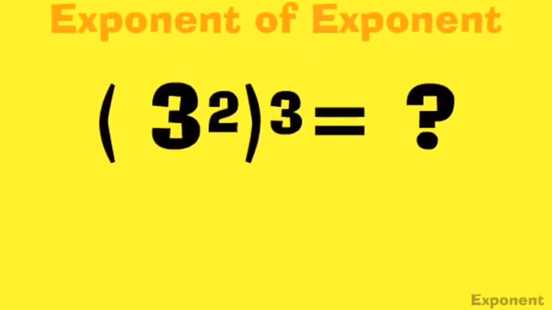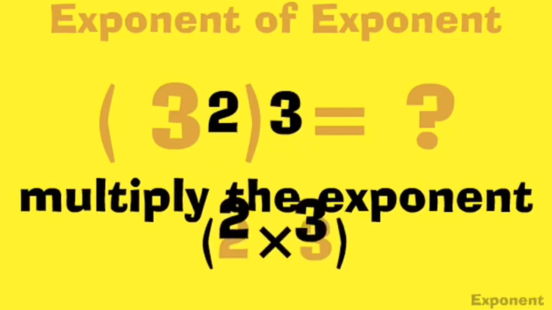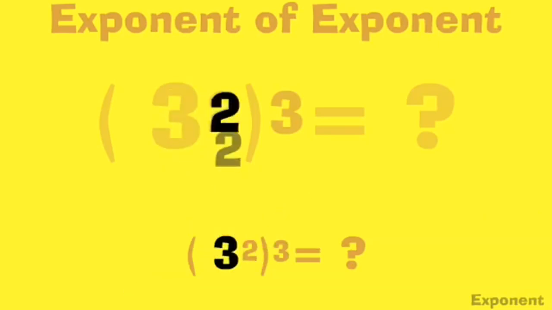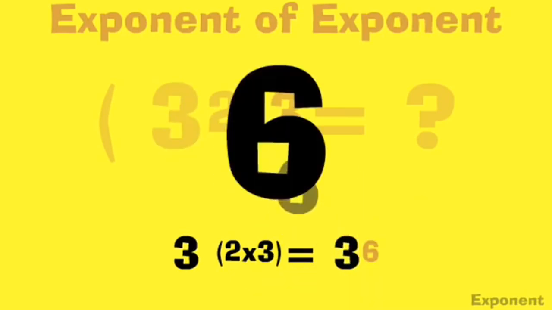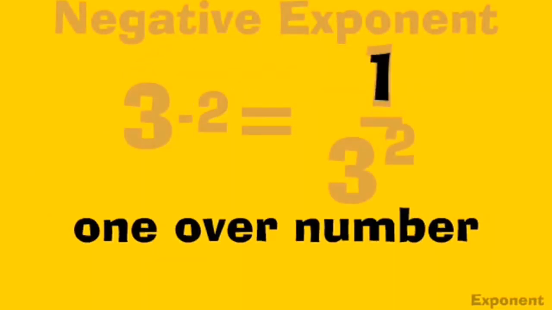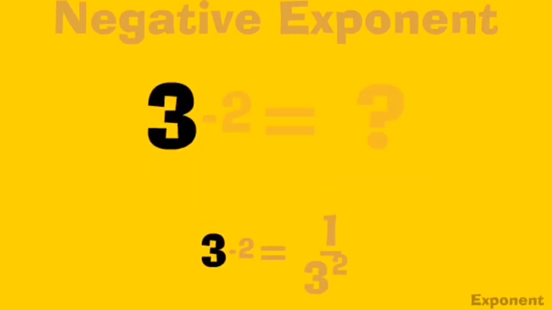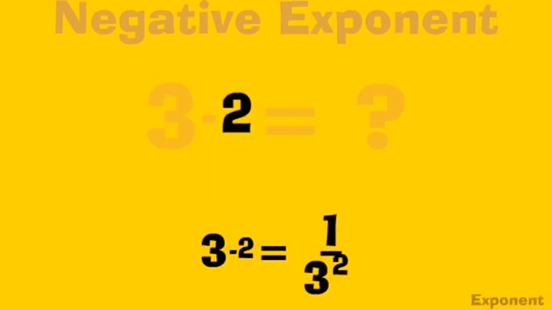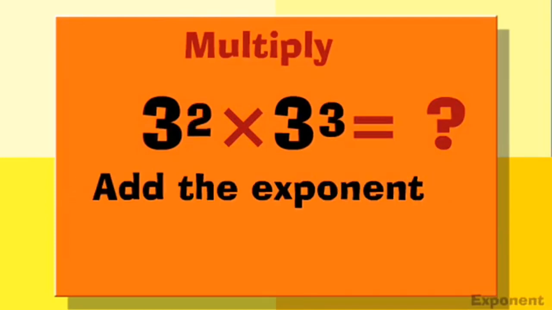When you take an exponent of an exponent, you multiply the exponents. Example, 3 squared cubed equals 3 to the 2 times 3 power equals 3 to the 6th power. When you see a negative exponent, just put 1 over that number with a positive exponent. Example, 3 to the negative 2 power equals 1 over 3 squared equals 1/9.